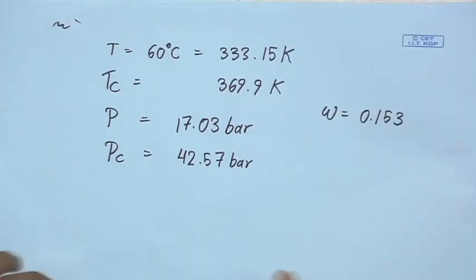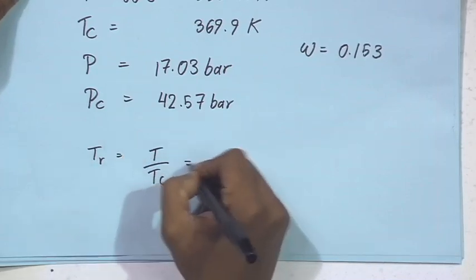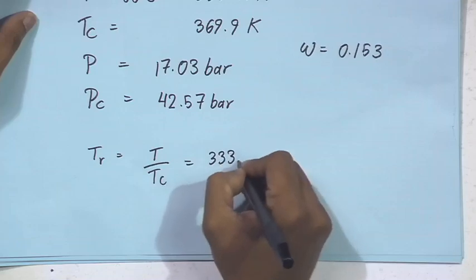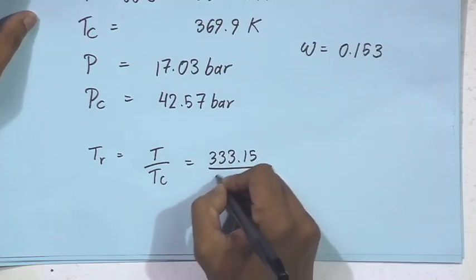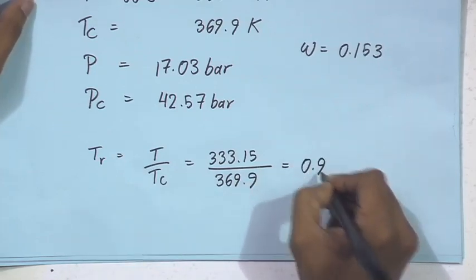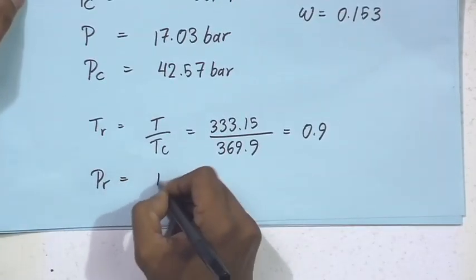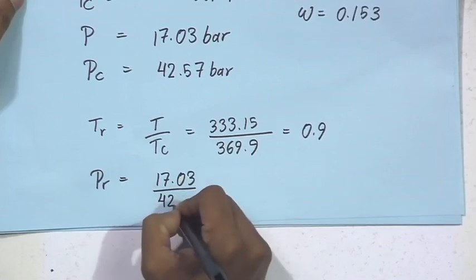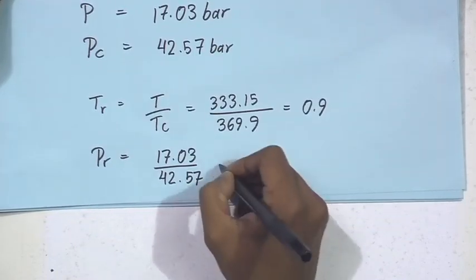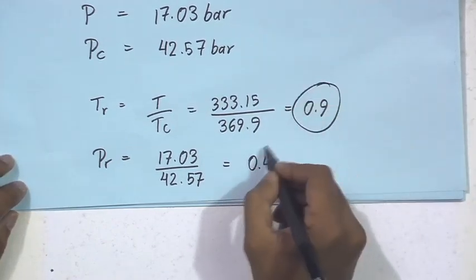0.153. So the first thing that we need to find out is the reduced temperature as well as the reduced pressure using these values. We know the reduced temperature is T by Tc, that is 333.15 divided by 369.9, and I have already calculated these values. I got the value as 0.9, and then I calculated PR, that is reduced pressure, 17.03 divided by 42.57, that is 0.4. So we have the value of TR, we have the value of PR.